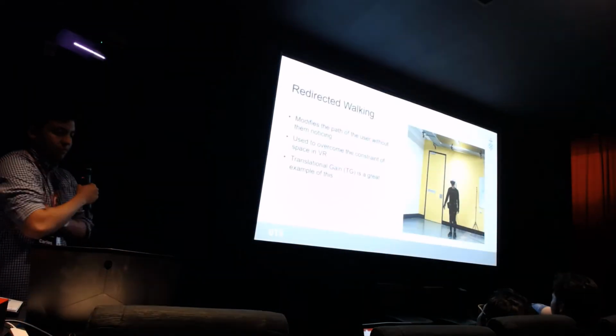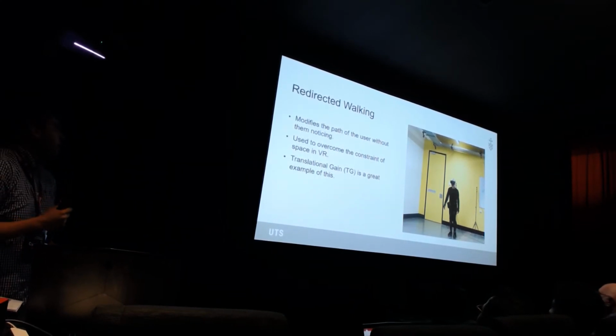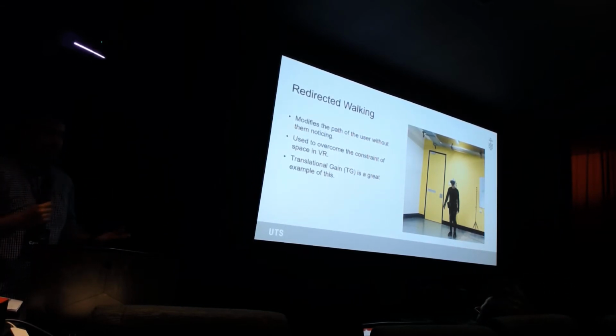So, redirected walking. Redirected walking basically modifies the path of a user without them noticing, and we use this to overcome the space constraint in VR. One great example of this is translational gain, or TG, which basically applies a gain when you're walking. For example, if you walk 1 meter in real life and you apply a gain of 2 in the virtual world, you're going to be walking 2 meters.